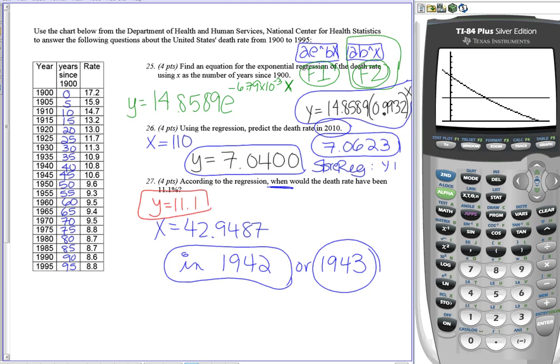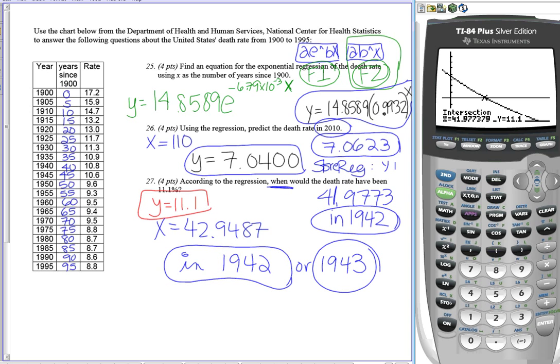So I'm going to go to second, calculate the intersection, and on this one I have to move close to where they cross and hit enter for the first curve, hit enter for the second curve, and hit enter for the guess, and it tells me the intersection is 41.9773 on this calculator. So that would be in about 1942, which is the same thing I got when I did my Casio before, which is what's up here on the screen. Again, it's a good idea to give 4 places after the decimal and the rounded answer.